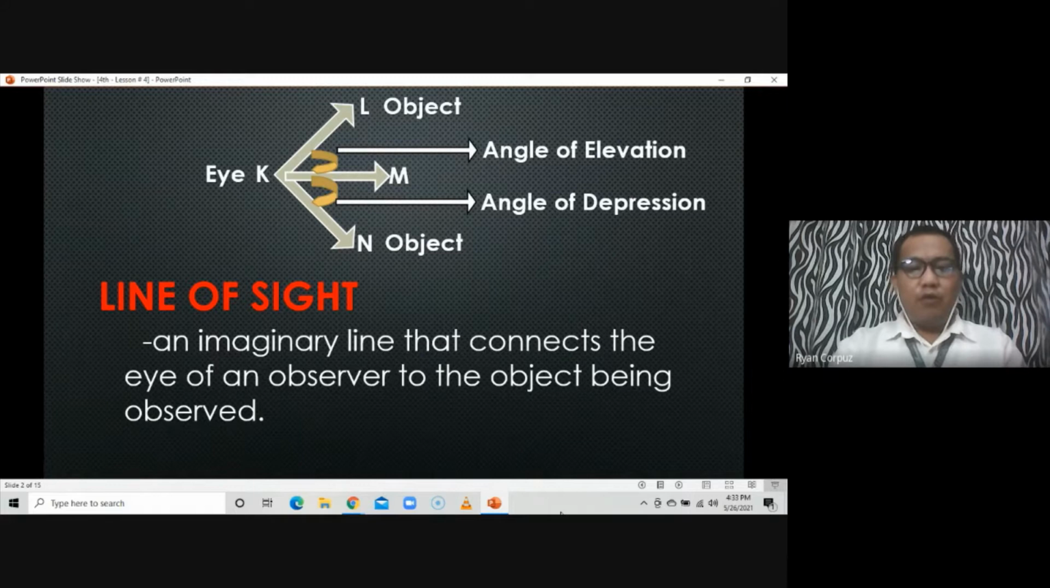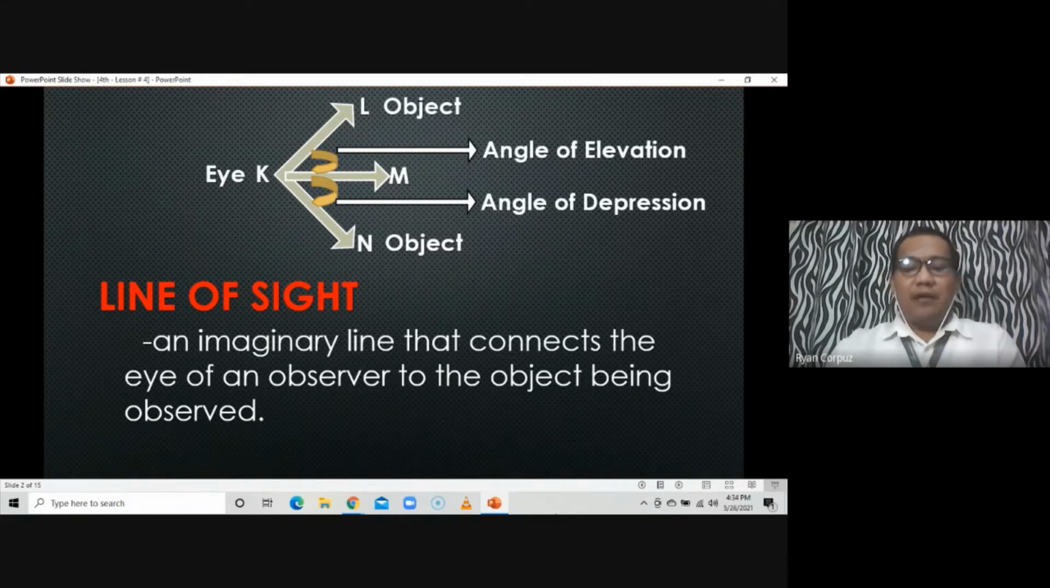For example, you are going to look at this object above you. So the line of sight that you will form is from point K to point L. That's also the same if you're going to look for an object below you, so the line of sight that we are pertaining to is from point K to point N. So that's the line of sight that we are pertaining to.